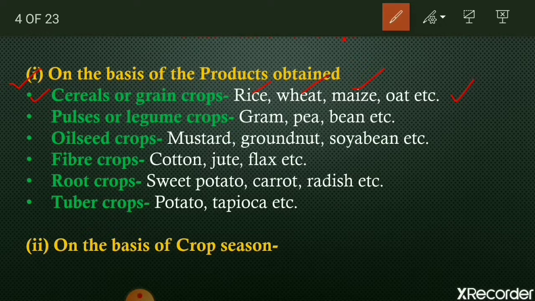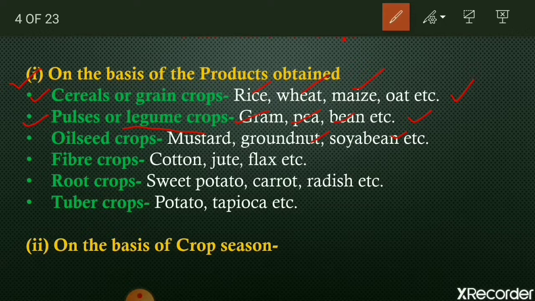Next type of crops are the pulses, or they are called legume crops. They are called legume crops because they grow in a family called Leguminosae. About that family you will study in higher classes. So we get so many types of pulses or legume crops from the Leguminosae family. Examples are gram, pea, bean, and so many other types of crops. Groundnut and soybean also we get from these legume plants. We know that pulses are rich in proteins.